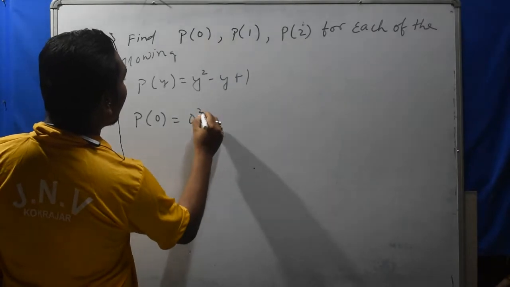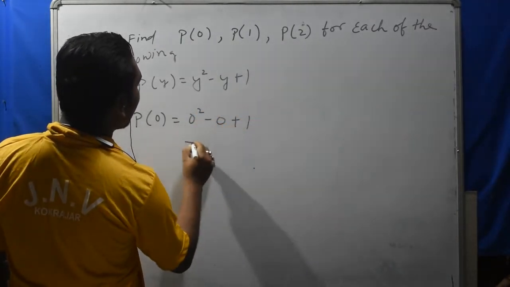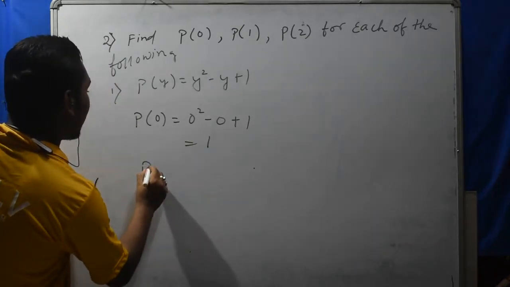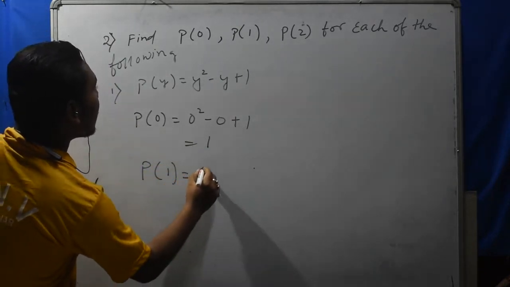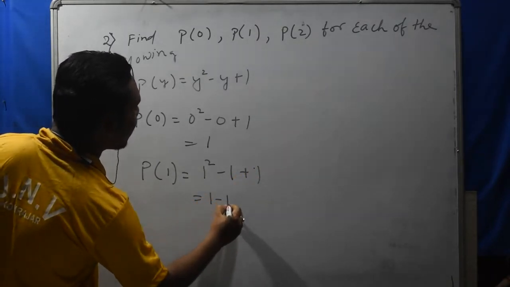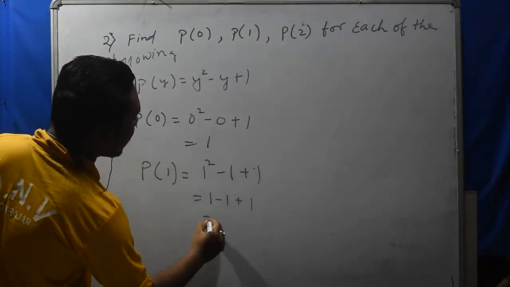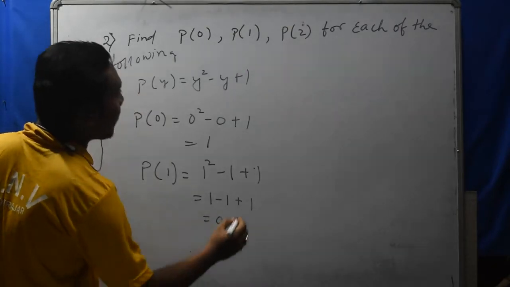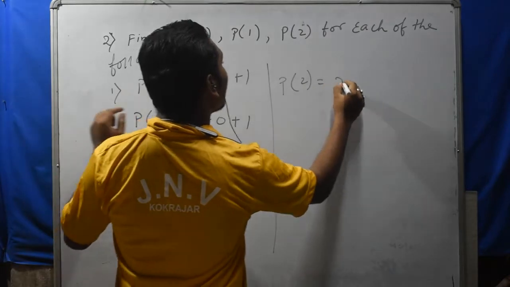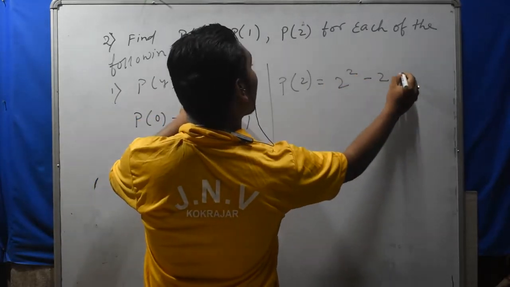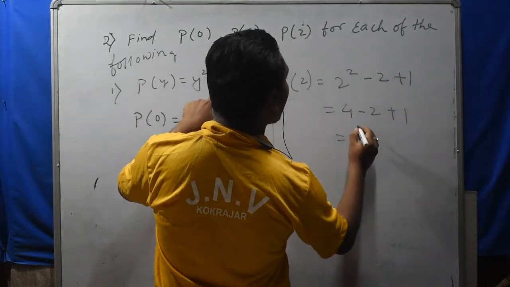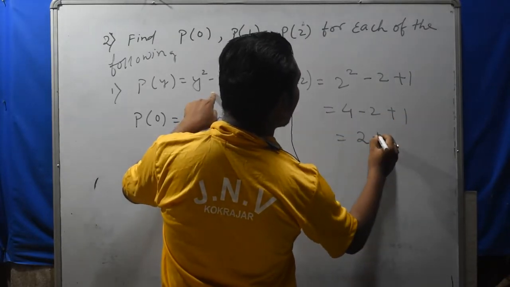So first P(0): 0 square minus 0 plus 1. 0 square cancels, only 1 is left. Next is P(1), that is 1 square minus 1 plus 1. So 1 square is 1, minus 1 plus 1. 1 minus 1 is 0 plus 1, so the answer is 1. Next for P(2): 2 square minus 2 plus 1. That is 4 minus 2 plus 1. That is 2 plus 1, equal to 3.